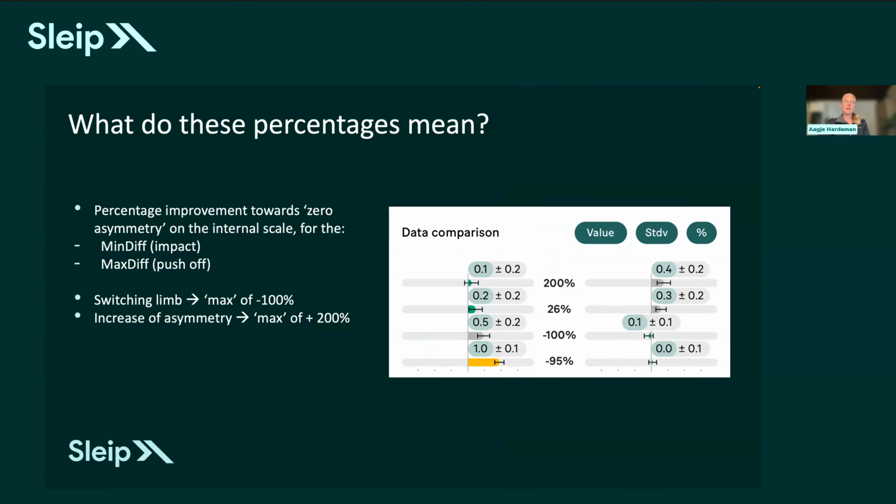So what we do is we calculate a percentage improvement towards zero asymmetry on the internal Sleip scale. And we do that for the min diff or the impact and the max diff or the push-off. If you have a case where you are switching limbs, for example, you go here from the right hind to the left hind, you see that we have a maximum decrease of 100%. If you have an increase of asymmetry, there's a maximum of 200%. So for example, in here, you go from 0.1 to 0.4, it gives you a maximum of 200%. So you don't end up with percentages of 4,000 or whatever.